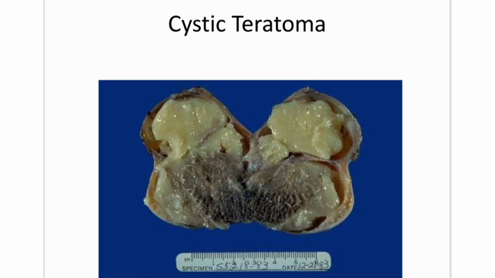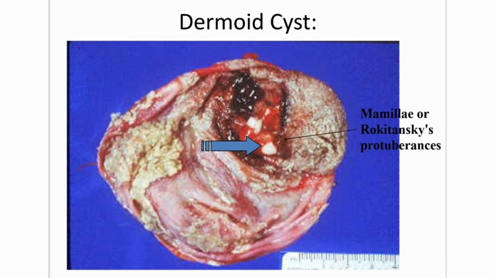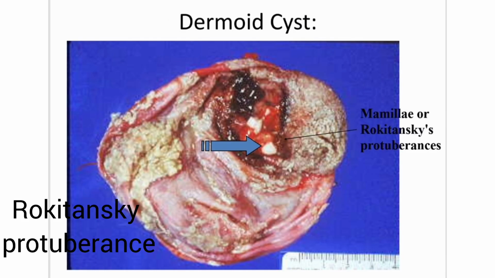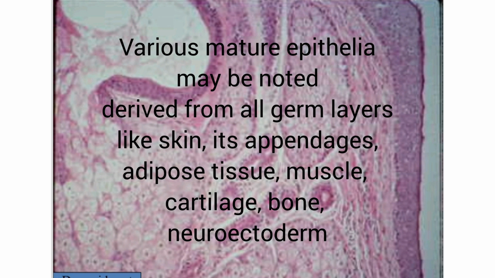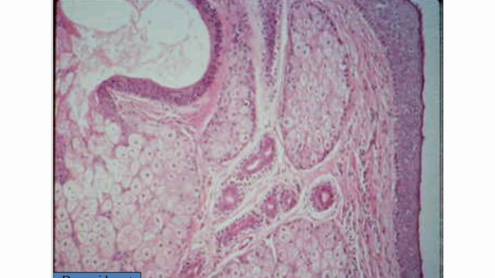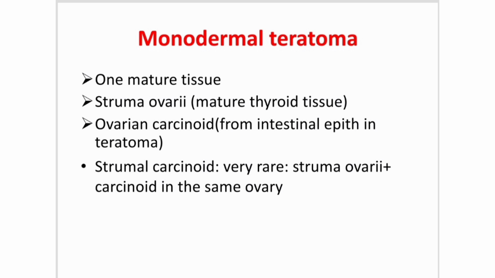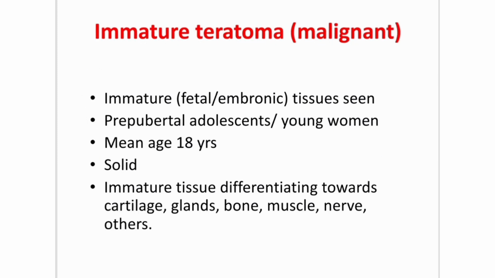This is a cystic teratoma. You can appreciate a hair tuft and other structures. This is the Rokitansky protuberance. You can appreciate a tooth in it. This is the lining of stratified squamous epithelium with skin appendages. Monodermal teratoma, only one mature tissue is seen: struma ovarii, ovarian carcinoid. Immature teratoma, they are derived from immature tissue.